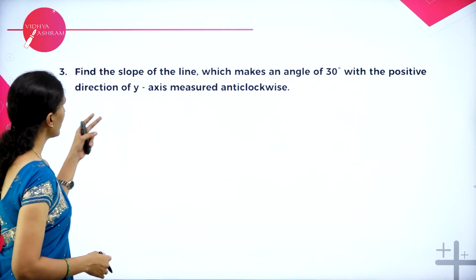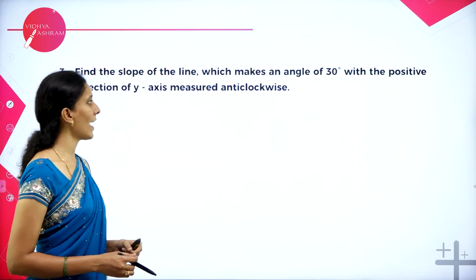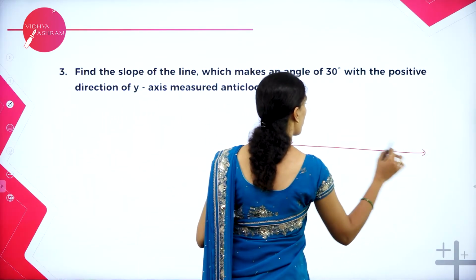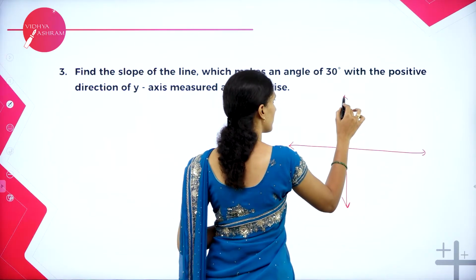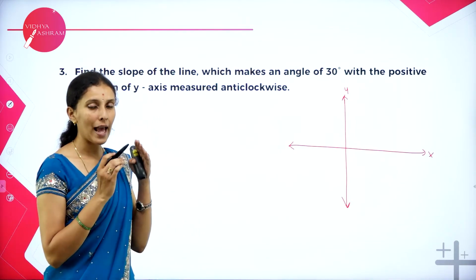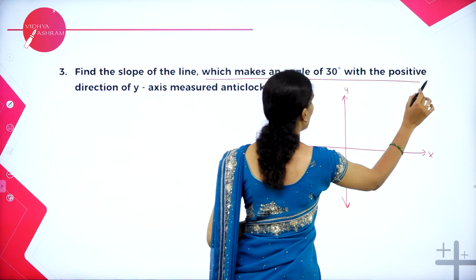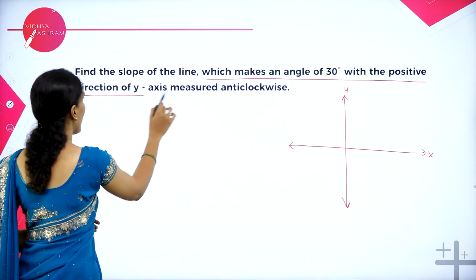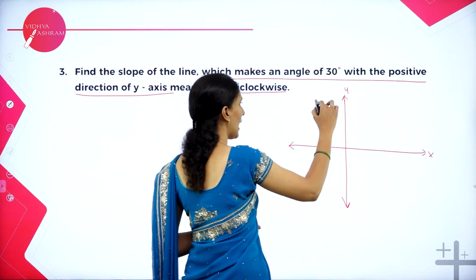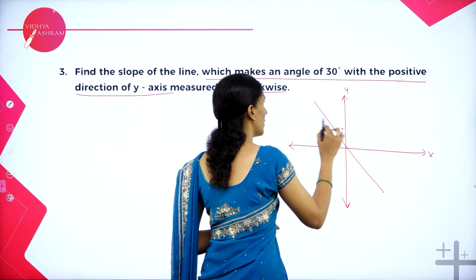Next we have: find the slope of the line which makes an angle of 30 degrees with the positive direction of the y-axis, measured anti-clockwise. So here we have the x-axis and y-axis. Your slope is always measured as an inclination along the x-axis. But here they have given that it makes an angle of 30 degrees with the positive direction of the y-axis, measured anti-clockwise. So I have to take a line which is 30 degrees from the y-axis. So this is your line L.